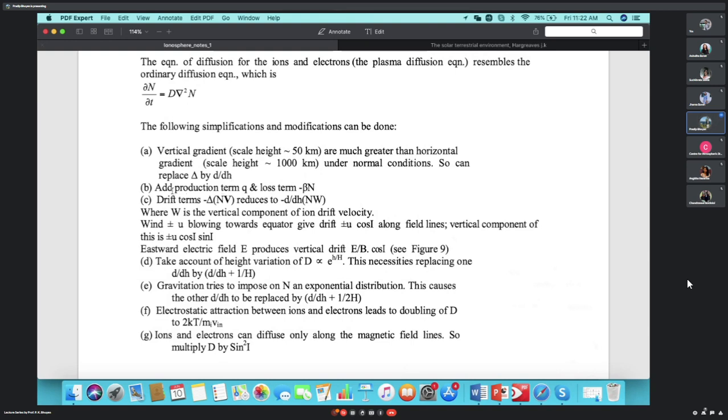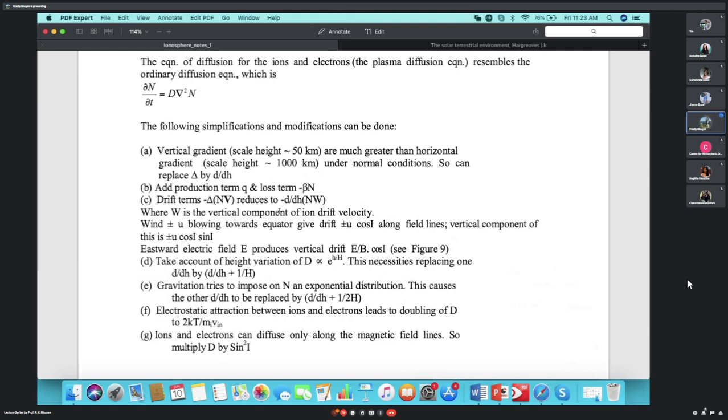And to this, add your production term and loss term, beta n, because this is only your diffusion. This one, del N del T is equal to D d square N dh square. This is your diffusion only. But already we have one loss term plus the production term. So this continuity equation will have both Q and the loss term beta n. Now the drift, del NV, we can reduce to d dh of nw.